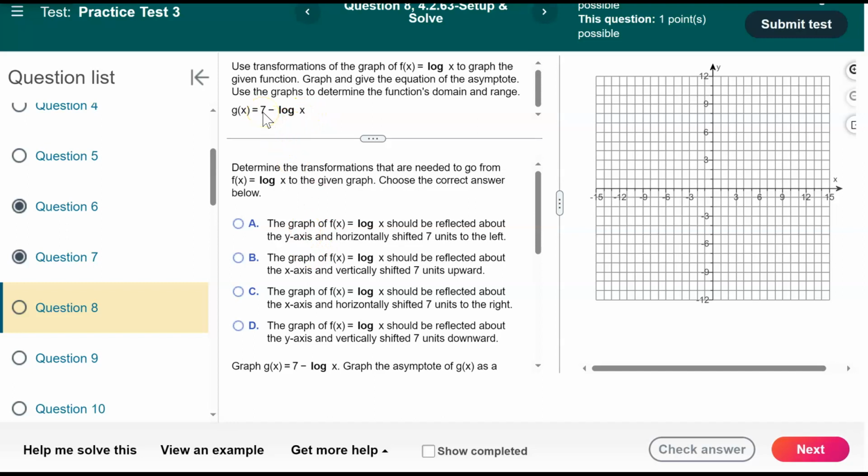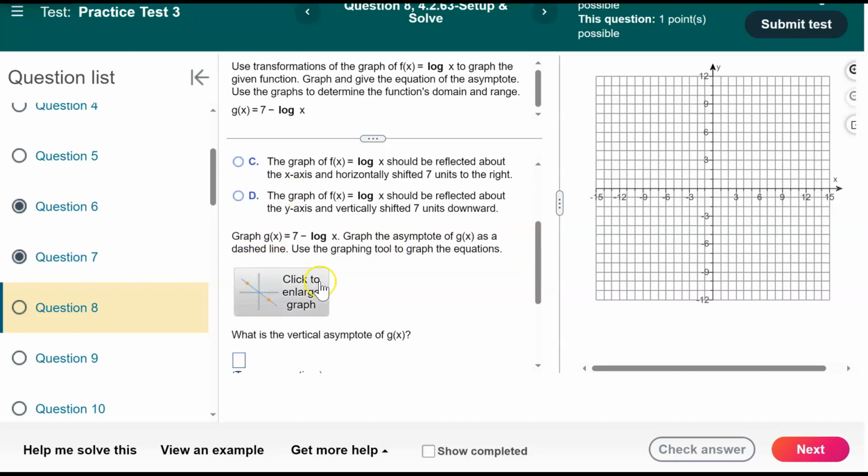Now, you have a plus 7, because that's a positive 7: 7 minus log of x. So that means there is a vertical shift of 7 units. Is it up or down? It is upward because it's positive. So we know log of x should be reflected about the x-axis and vertically shifted 7 units upward. Letter B is the answer.